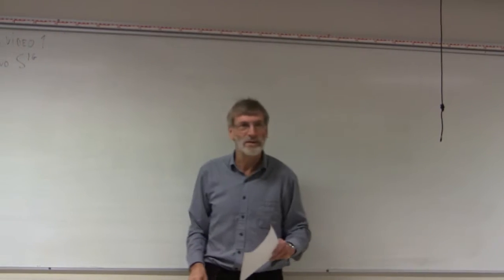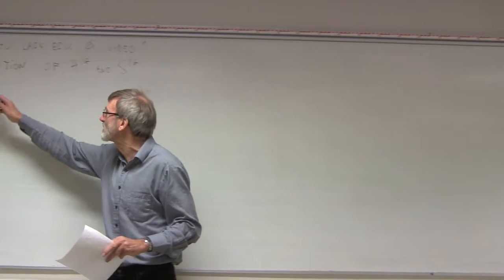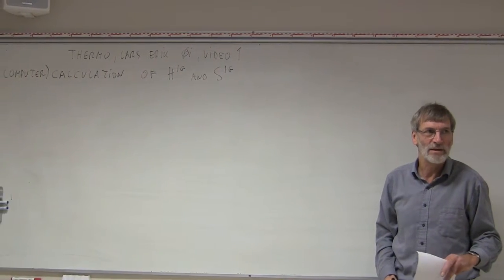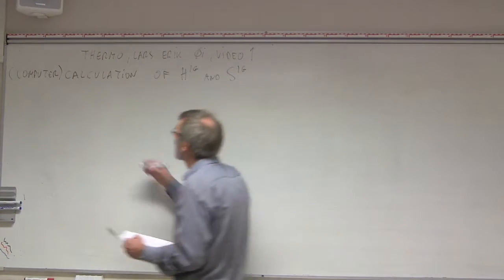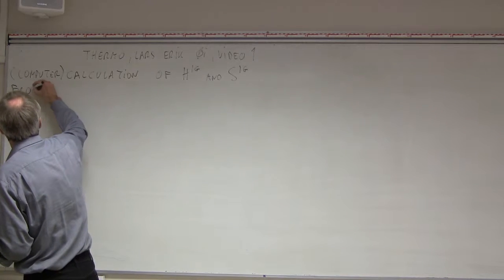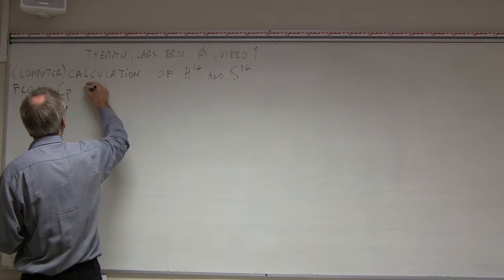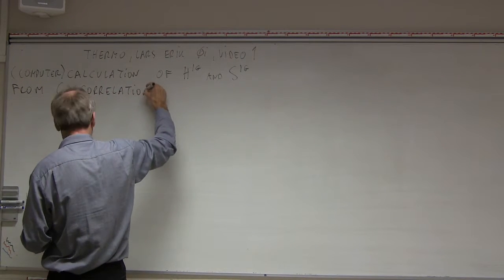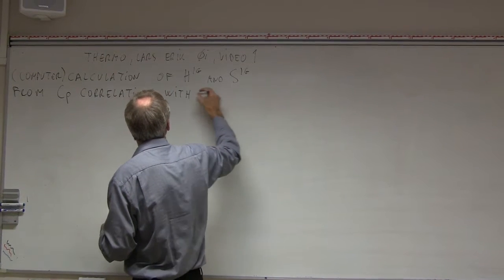Video 1 in thermodynamics. The topic is computer calculation of ideal gas enthalpy and ideal gas entropy from a CP correlation with 4 parameters.